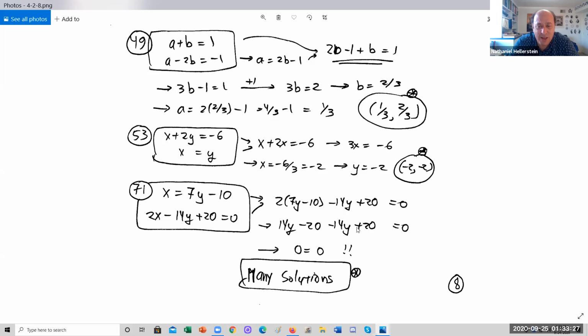On the left side, everything cancels out, and you get 0 equals 0. Not much information left there, none about x or y. So there are many solutions. Again, these are basically two equivalent equations, not enough information.